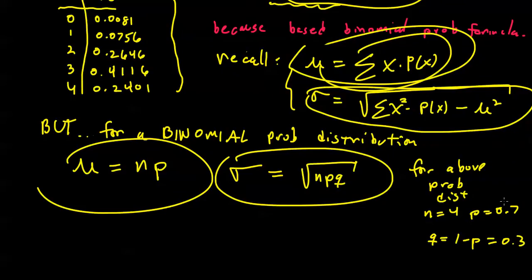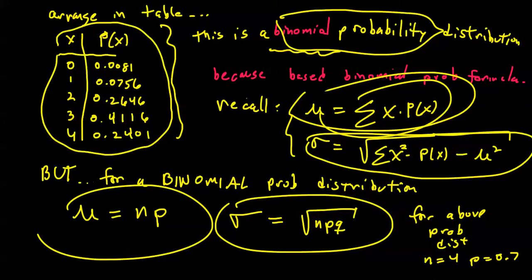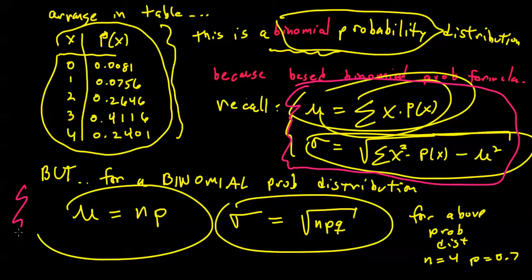So if I try to work out the mean and the standard deviation for this probability distribution, if I use these formulas here, it's going to be very cumbersome. Right? If you can justify somehow you're using a binomial formula to grind these values out, we can use these 2 simplified formulas. Let's do it for this above probability distribution here.